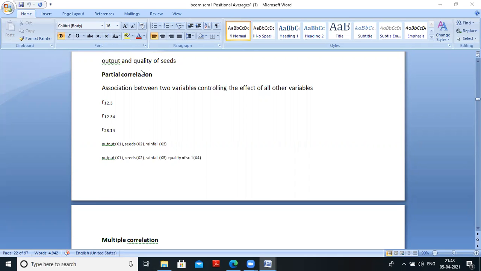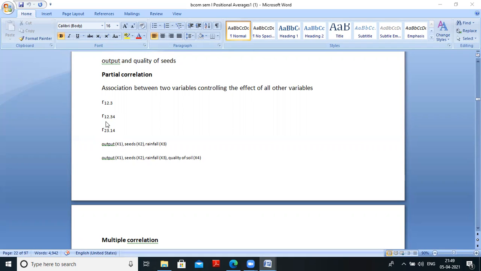Suppose I find out correlation between output and seeds controlling the effect of rainfall and quality of soil, then it is also a partial correlation and it is depicted as R12.34. I have calculated correlation between output and seeds, that is X1 and X2, that is R12, and controlling the effect of rainfall and soil quality, that is X3 and X4, that is 3, 4. Variables after this dot are controlled variables, and variables before the dot are the variables in which correlation is calculated.